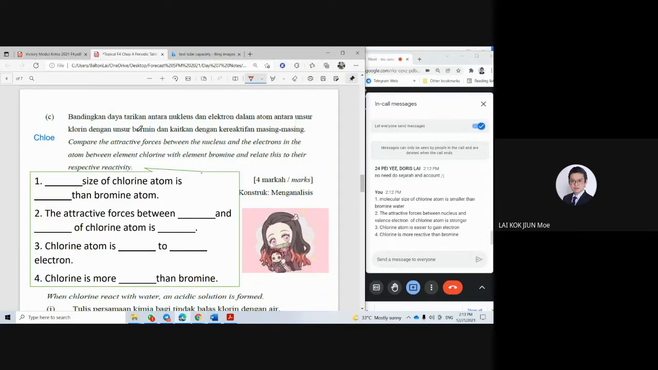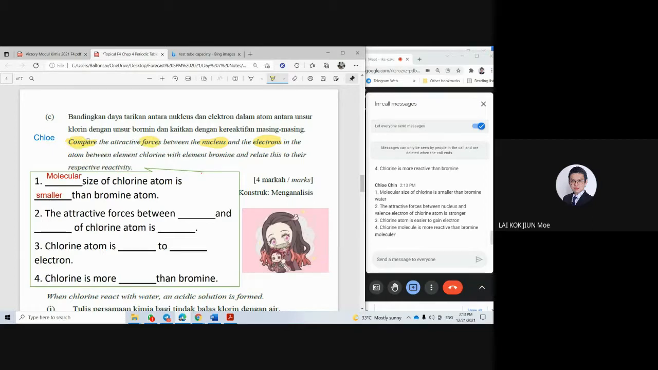So Chloe, how about the first one? The molecular size, very good. Molecular size. Okay, is molecular size. Chlorine is bigger, smaller lah. Okay, because what question are they asking you, Chloe? Compare, right? Compare the force between nucleus and the electron, between the chlorine and the bromine. Compare the force. So you have to compare first.